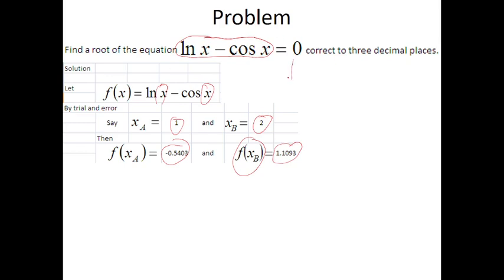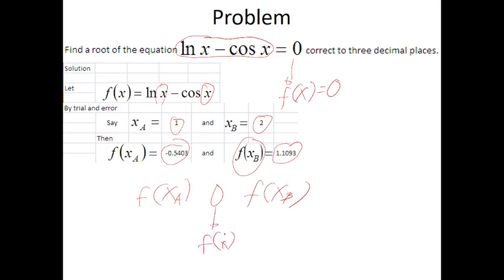Because in this case, f of x here is 0. And f of x sub a, so it's in between the two, f of x sub a and f of x sub b. So 0 is in between. So this is f of x. Therefore, there is a value of x that can satisfy the given equation that we call root.